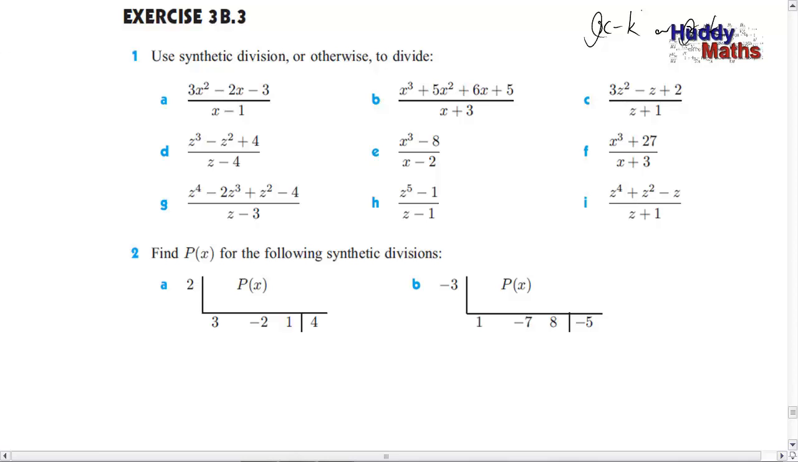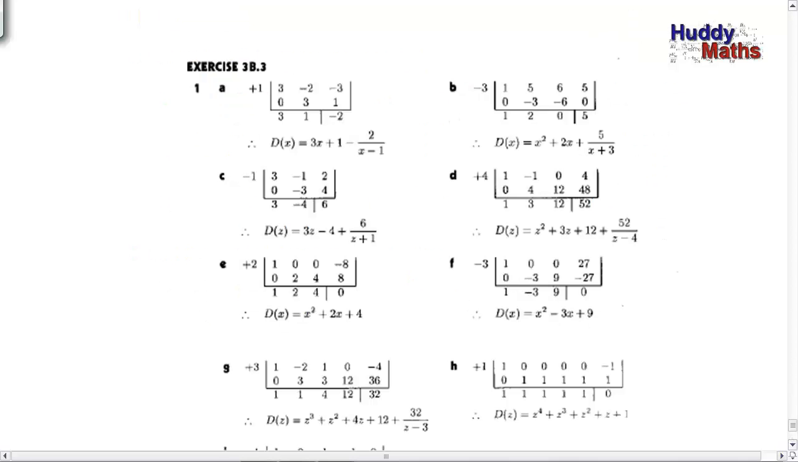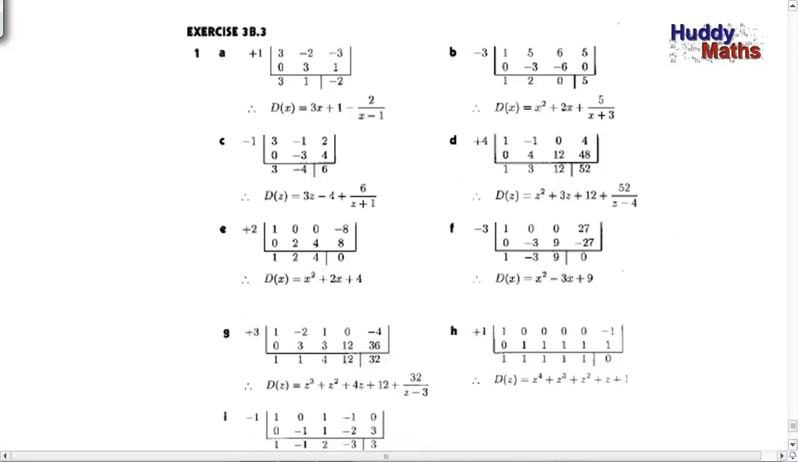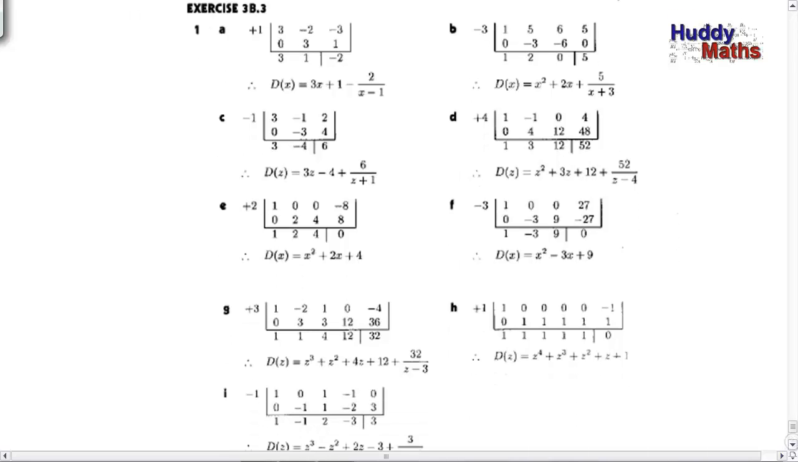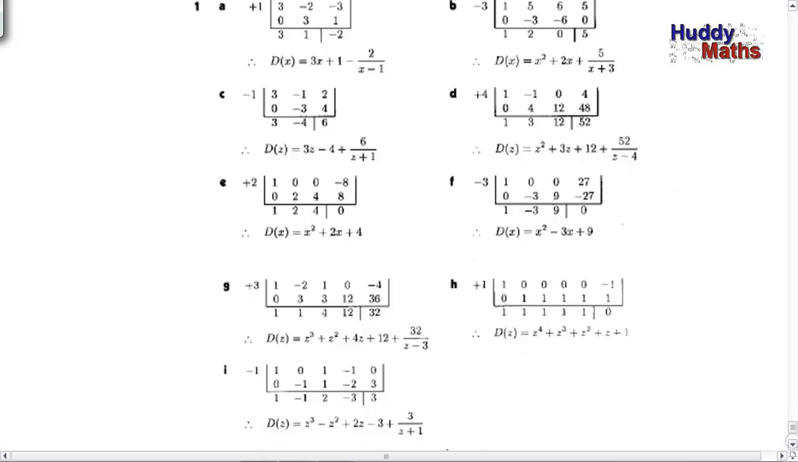Okay, so there we have it. I want you to pause the presentation, have a go, and as usual, check the answers as you go. So let's have a look at the answers now. So there's 3B3 question. We've got most of question 1 there. Here, question 1. Pause it, have a look. All the coefficients have been detached, just working with the numbers there.